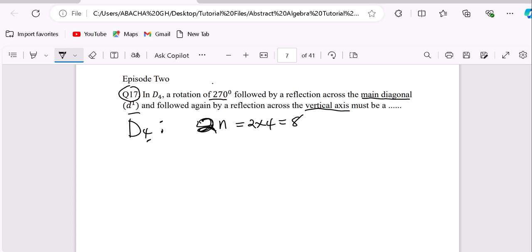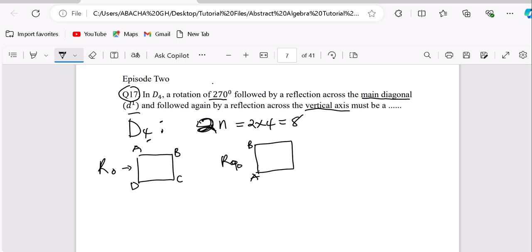They are saying that rotation of 270. So I'm going to do my rough sketch. So let me say that this is my R0, A, B, C, D. This is R0, R90. So R90, I'm just going to rotate this by anti-clockwise 90 degrees. So my A comes here, my B comes here, my C comes here, my D comes here, like this.